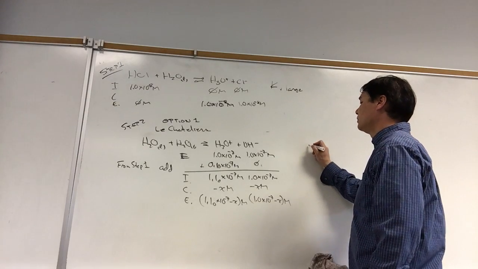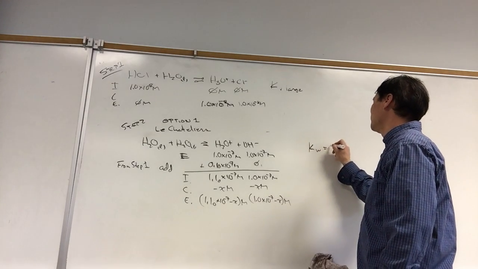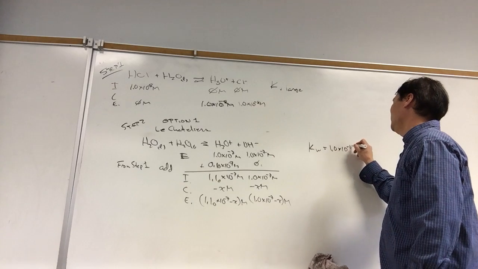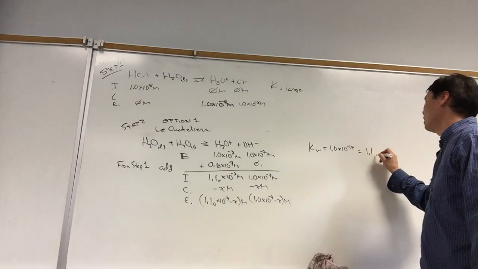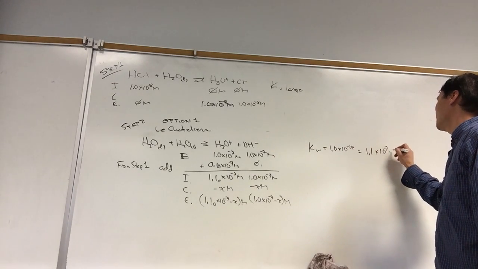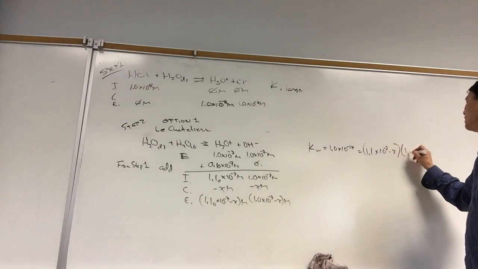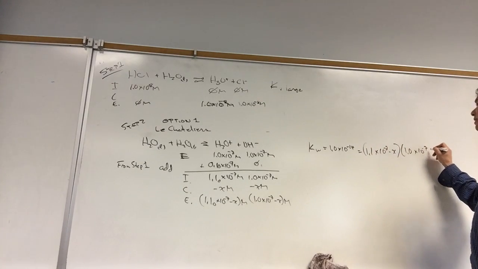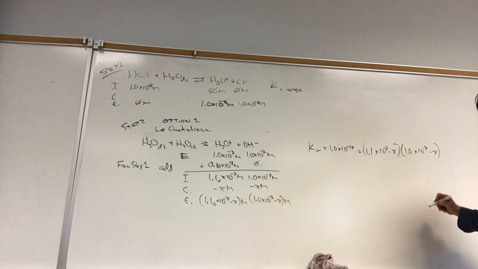All right, so we solve for x. We know that Kw is equal to 1.0 times 10 to the minus 14, and this is going to equal (1.1 times 10 to the negative 7 minus x) times (1.0 times 10 to the minus 7 minus x).